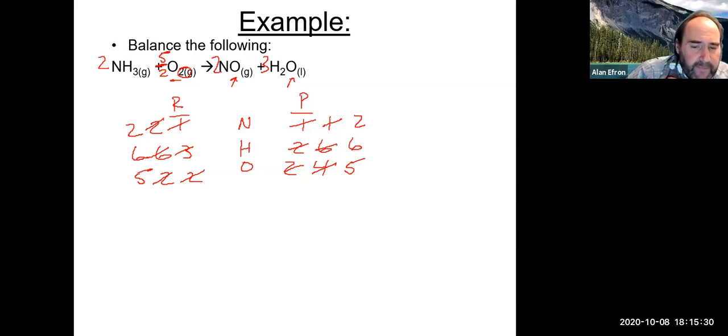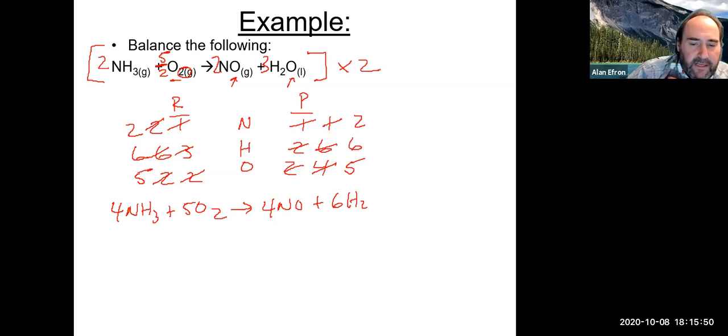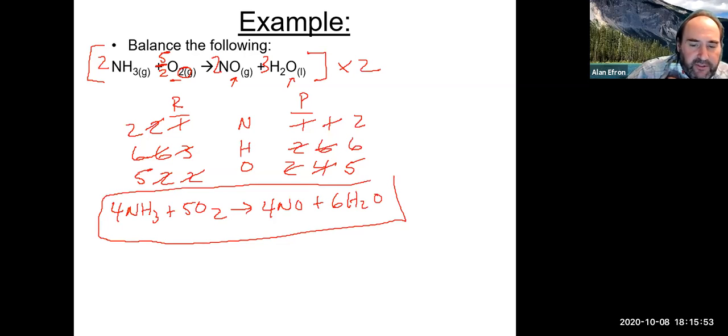Again, you cannot leave it like this, so you do need to clear that fraction by multiplying everybody by 2. And that will give me 4NH3 plus 5O2 gives me 4NO plus 6H2O. And if I didn't screw anything up there, it should hopefully still be balanced. That is 4 and 4. Got 12 hydrogens on both sides and 10 oxygens on both sides. So we are balanced there.